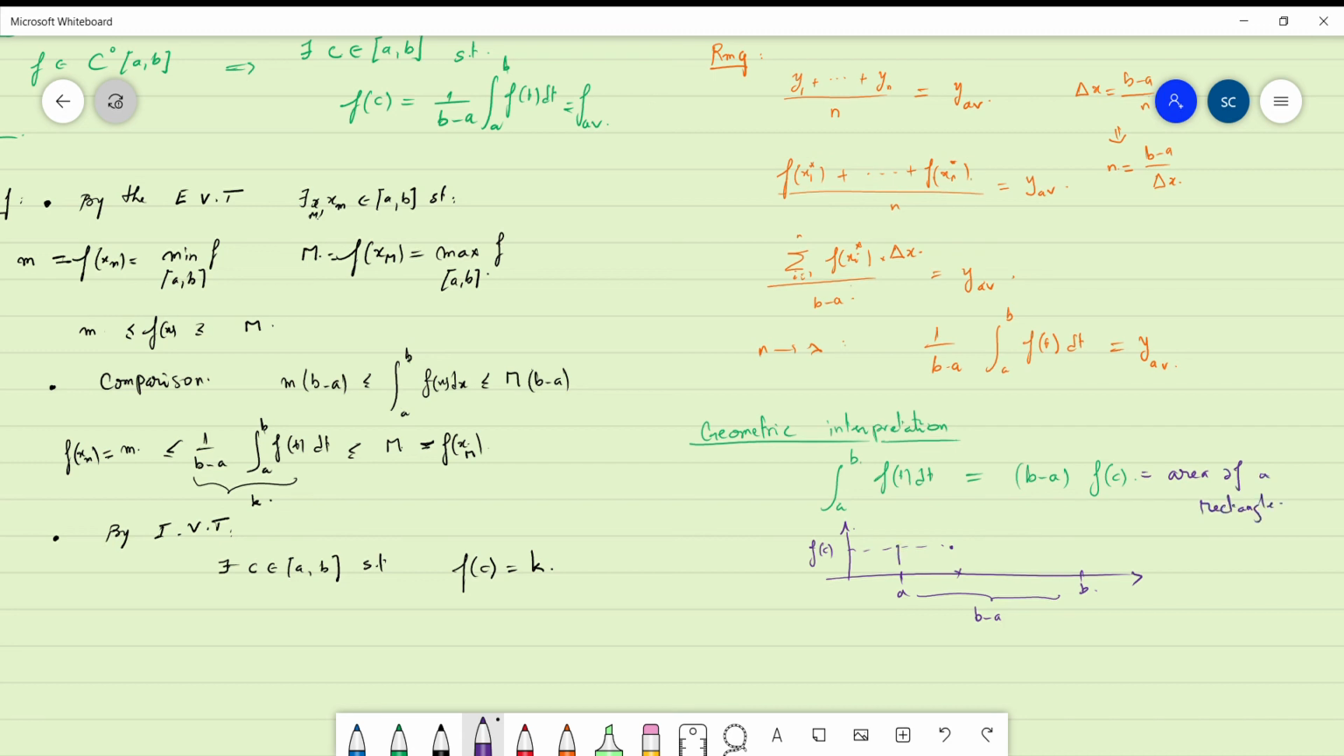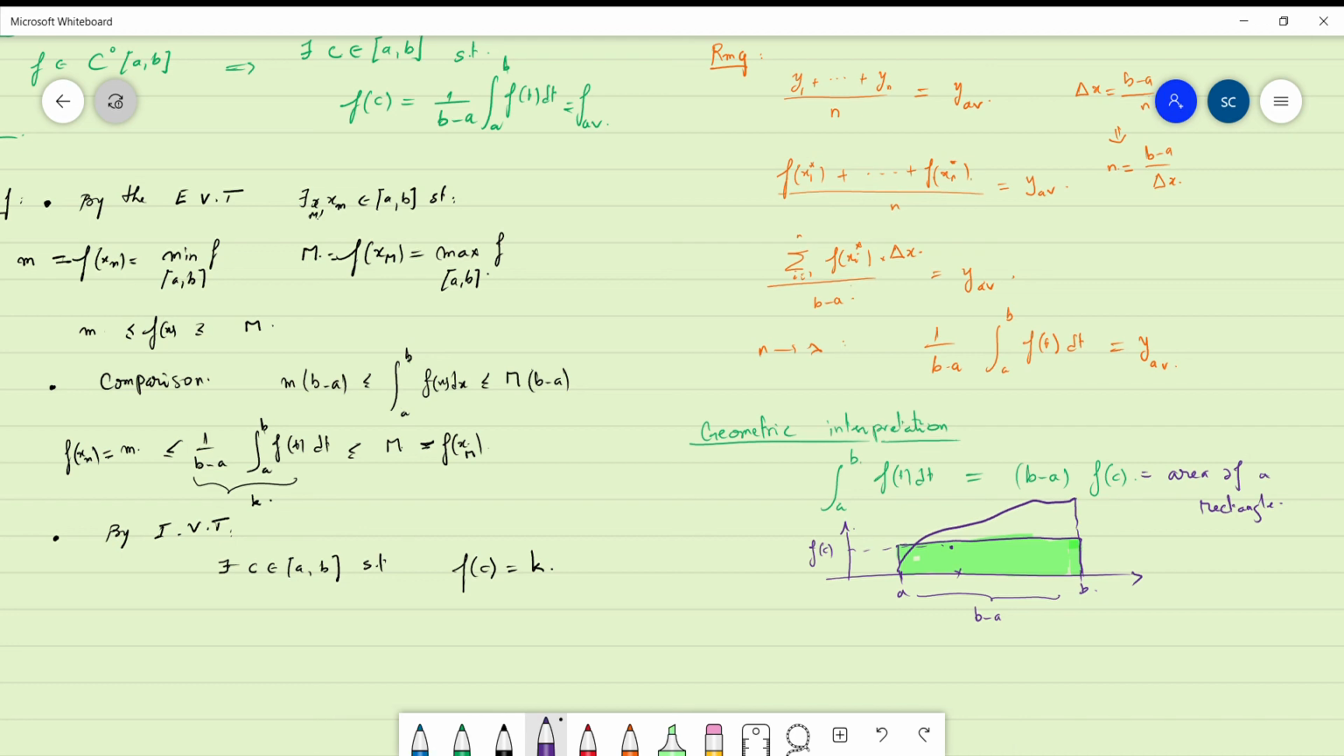So we can graph our rectangle, and it says that this area is equal to the total area under the curve. Imagine my curve goes somewhere, does something like that. So this quantity in green gives exactly the area. And here is f(c). This is what it means.